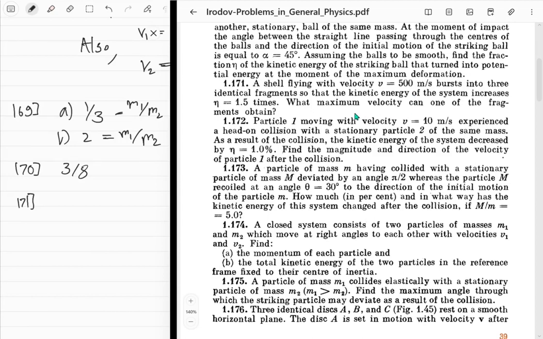Okay, this is going to be problematic. Well, I mean, these masses are equal, but unfortunately, the momentums are not necessarily, right? So that makes it complicated. Hmm, what do we do? What maximum velocity can one of the fragments obtain? I think I've seen a question.